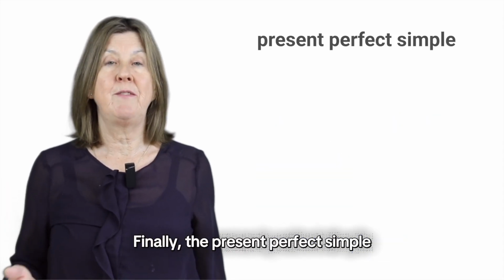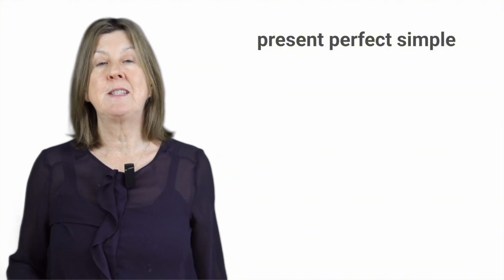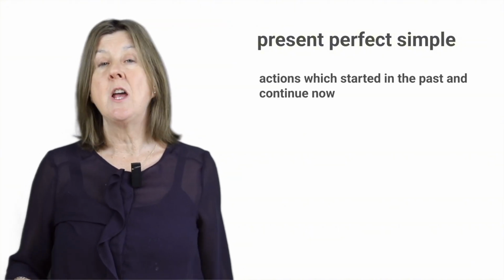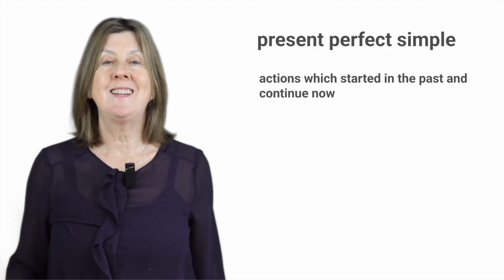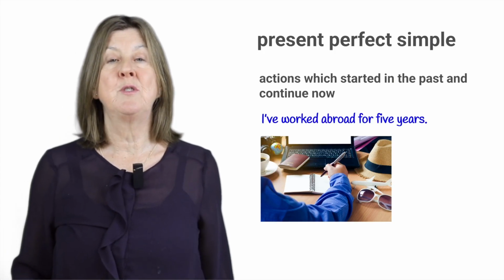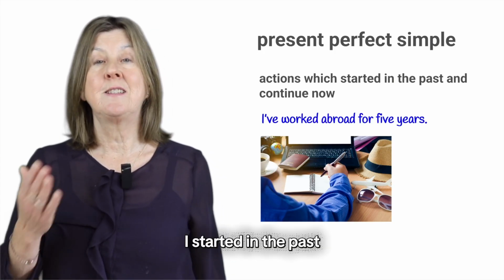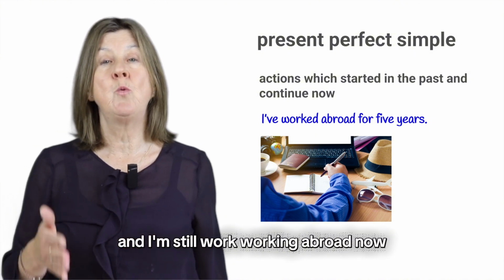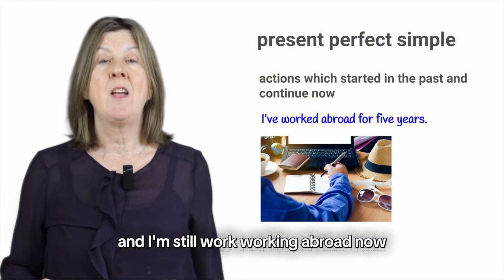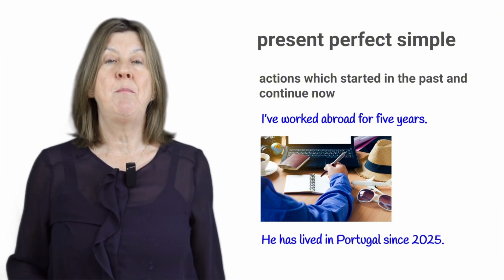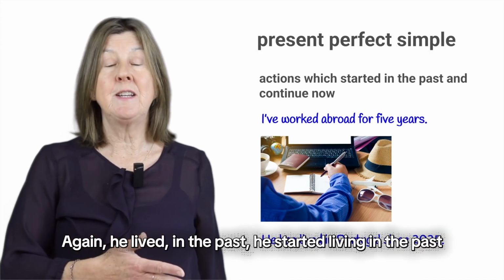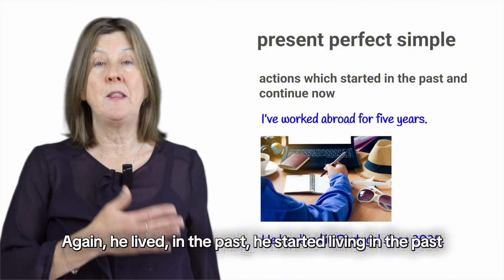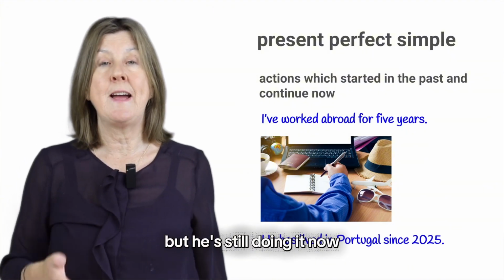Finally, the present perfect simple. The present perfect simple is used to talk about actions which started in the past and continue now. For example, I've worked abroad for 5 years. I started in the past and I'm still working abroad now. Or, he has lived in Portugal since 2025. Again, he started living there in the past, but he's still doing it now.